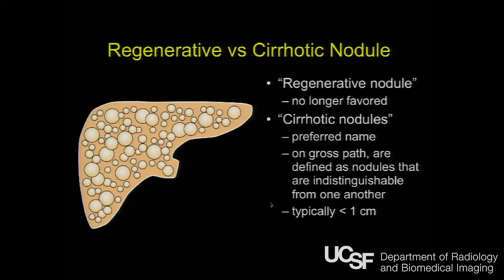For example, in Budd-Chiari, you get true regenerative nodules where you get new vascular flow back to the liver, you get a big fat regenerative nodule. Those are very different than what we're seeing in cirrhotic lesions. Cirrhotic nodules should all look the same in the background liver.